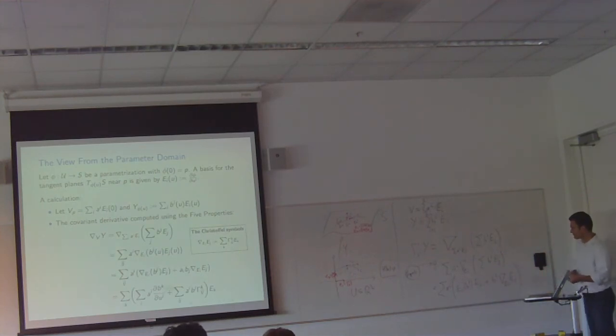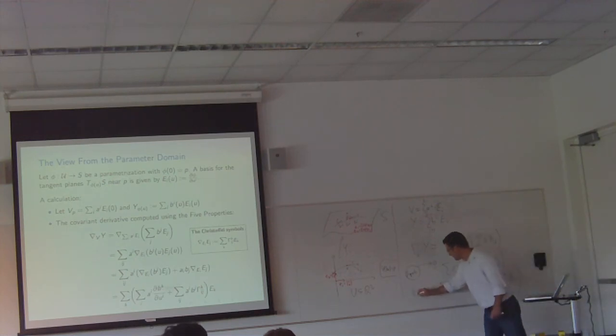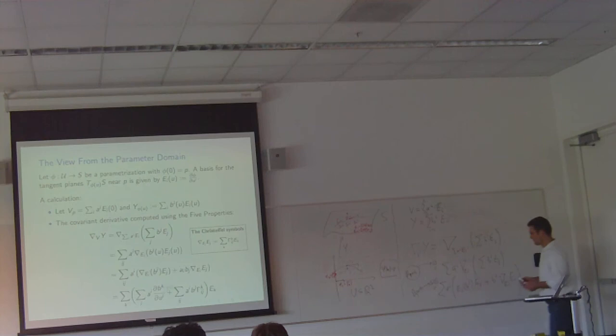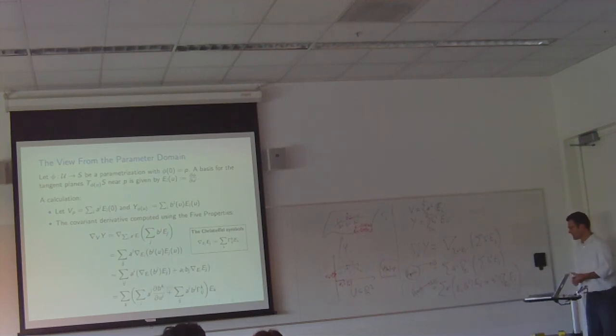Okay? So this is property, what would they be? They'd be, I guess, 2 and 3. So I use properties 2 and 3 to go from here to here.